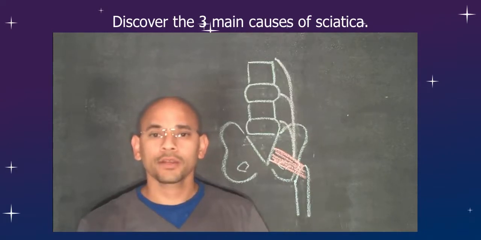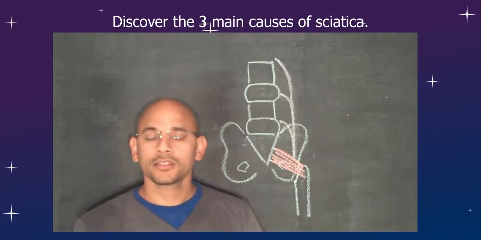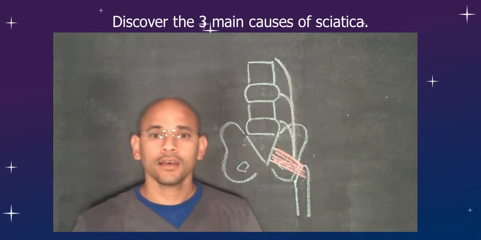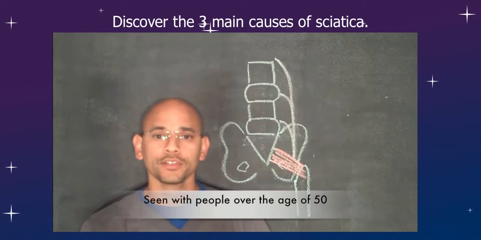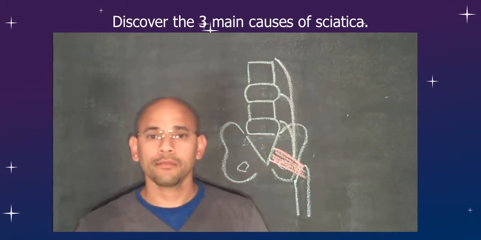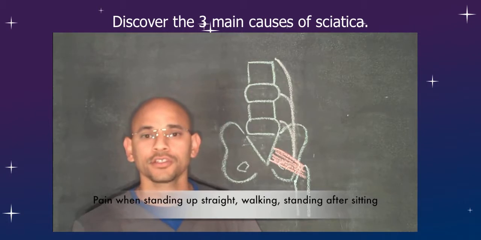And the 3rd most common cause of sciatica is spinal stenosis. Now, stenosis basically means there's a narrowing of something, and the spinal cord sits inside a spinal canal. Now, when that canal becomes more narrow, certain motions can touch that spinal cord and cause the sciatic pain going down the leg. Now this is more common with people over the age of 50 and is aggravated when people stand up for a very long time, when people walk for a very long time, when people stand up after sitting for a long time, or even just standing up straight.